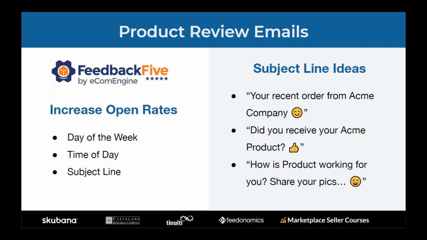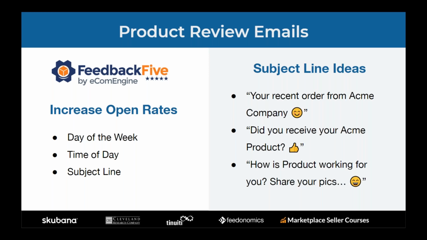So let's talk about how you can get better and more product reviews and ratings moving forward. One of the tools that we use is called Feedback 5 by Ecom Engine. It's a great way to automate this process. So instead of manually sending them out or doing email templates within the Seller Central platform, you can automate this and set up tons of rules to have these emails go out to customers. You can set the time of delivery. You can have different customized emails for different products or different ASINs.